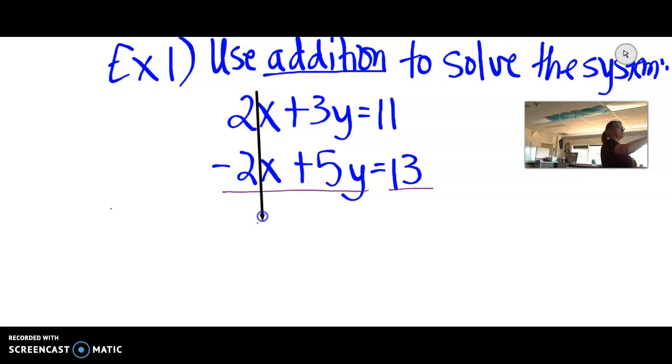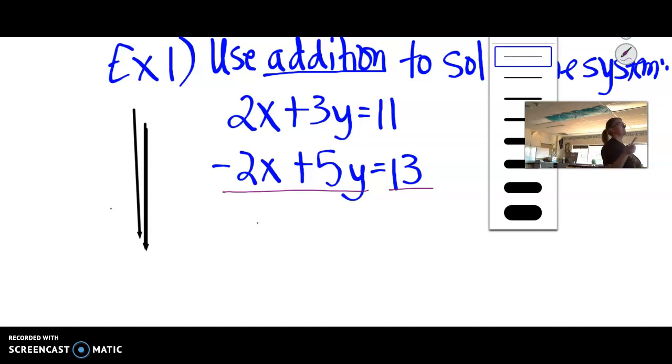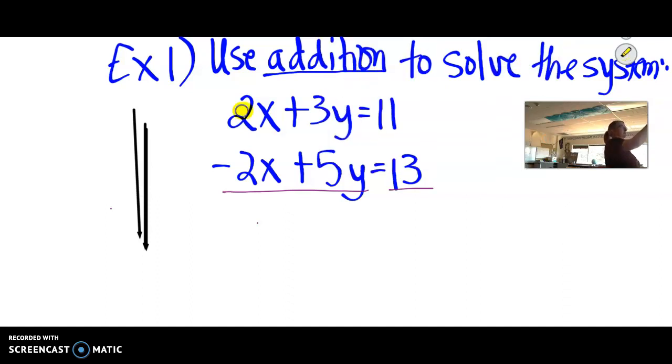We've got our x terms in line, our y terms are in a column, and then our constants are in a column here. So this is when you would want to use this method, when they're lined up like that. So what you do is you simply add the columns. These numbers right here in front of the x, which is this -2, this is +2, this is 3, and this is 5, those are called coefficients.